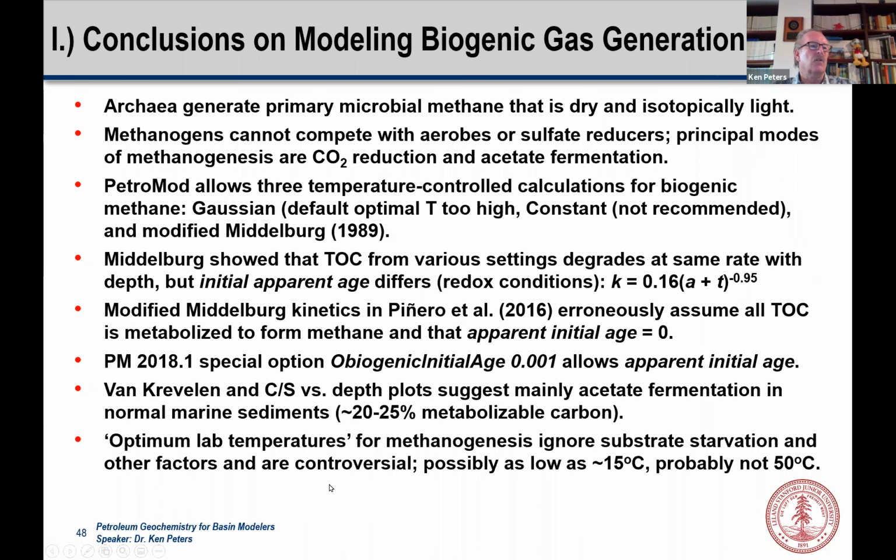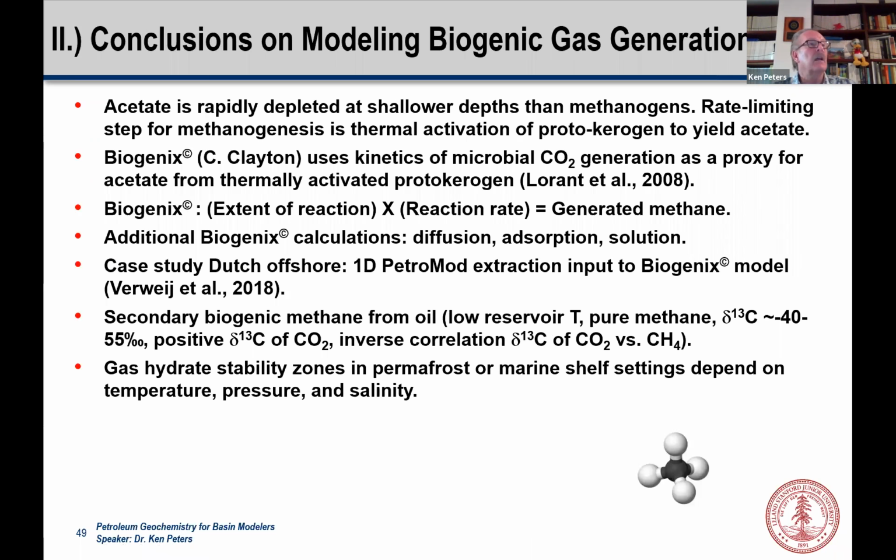So these are controversial. The maximum or the actual real best reactivity, in the lab or in nature, might be as low as 15 degrees. It's probably not 50 degrees C. Acetate, the substrate for these acetate fermenters, is rapidly depleted at shallow depth, shallower than most of the methanogens occur. So the rate limiting step for methanogenesis is probably the thermal activation of protokerogen to yield acetate.